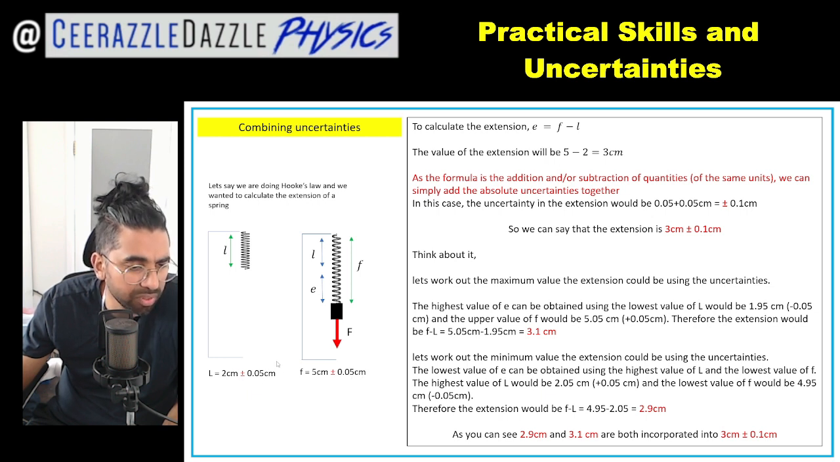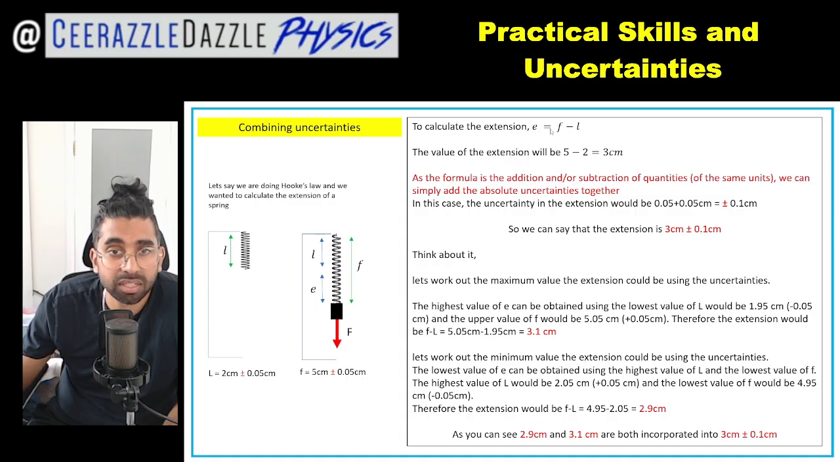Don't forget, I've halved the resolution of the ruler, and that's why both of them are going to be the same. Obviously, to calculate the extension, the formula is the extension is equal to the final length minus the original length L. So 5 minus 2 is 3 centimeters. But what would be the uncertainty? Because the original length L has an uncertainty of 0.05, the final length has also 0.05.